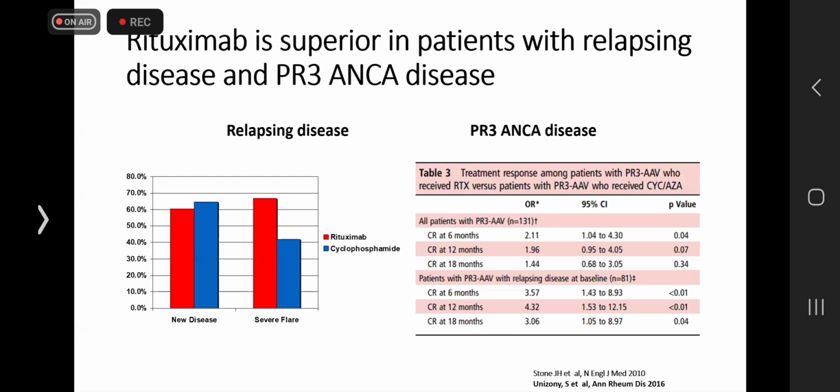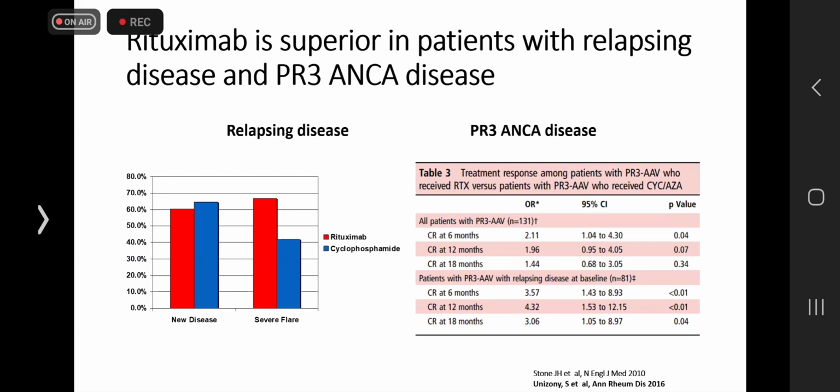Now, this is the data that supports the use of preferentially using rituximab for patients with relapsing disease and PR3 ANCA disease. The left side is the data from RAVE trial, which shows that in patients who have relapsing disease, the red shown in rituximab is superior to cyclophosphamide shown in blue for achieving remission. On the right side is the table, which shows the PR3 patients that are treated with cyclophosphamide versus rituximab achieving remission. And what you notice is if you look at all patients treated with rituximab have a superior relapse-free survival at 6 months compared to cyclophosphamide, but it fades off at month 12 and month 18.